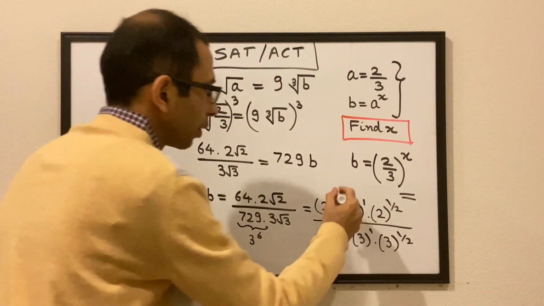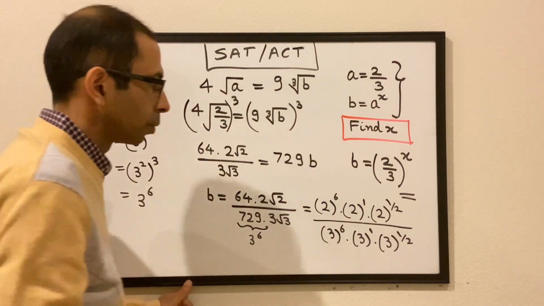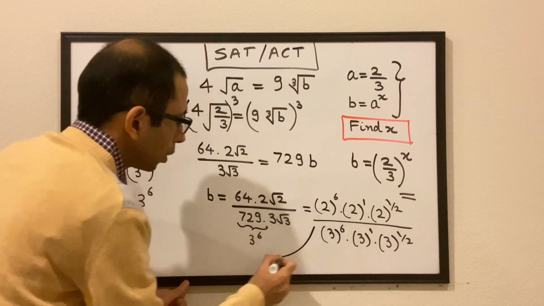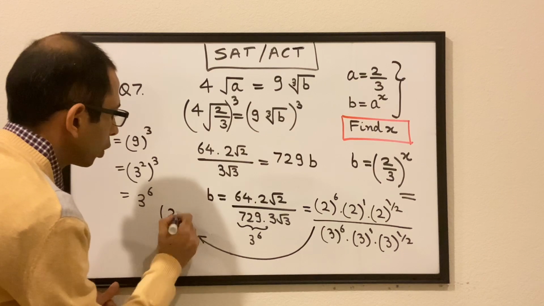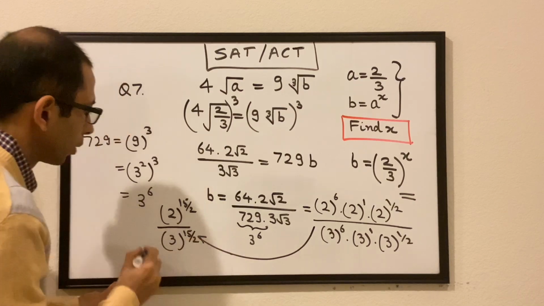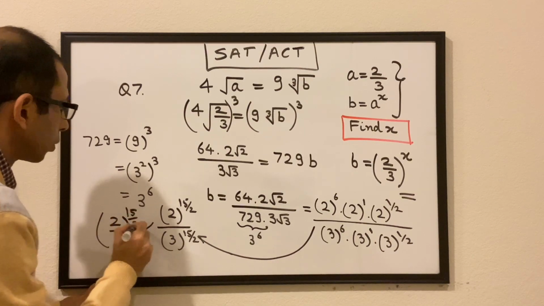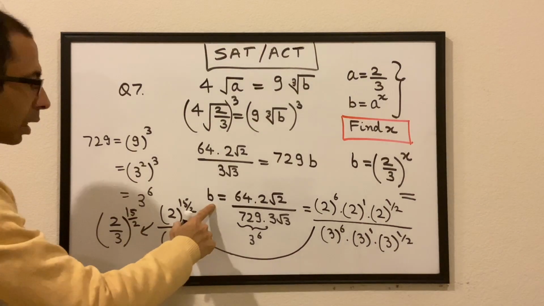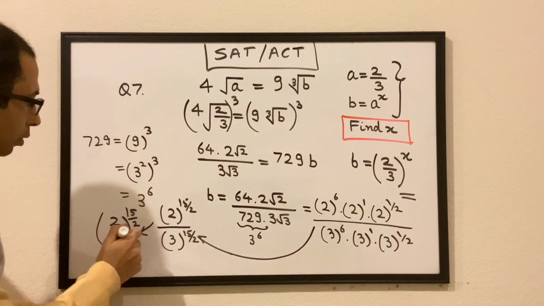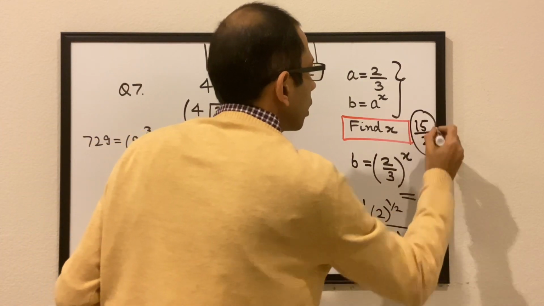Correct? Now we can add all the powers because the bases are same. So 6 plus 1, 7 plus half is like 15 by 2. Similarly here, 6 plus 1, 7 plus half is 15 by 2. So this is nothing but 2 to the power of 15 by 2 divided by 3 to the power of 15 by 2. Right? Or we can combine together and write (2/3) to the power of 15 by 2. Correct? So you see, eventually we were able to write b in terms of 2 over 3 to the power of something. That something is 15 over 2. So the value of x is 15 over 2 or 7.5.